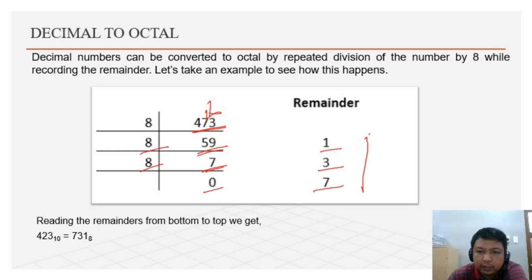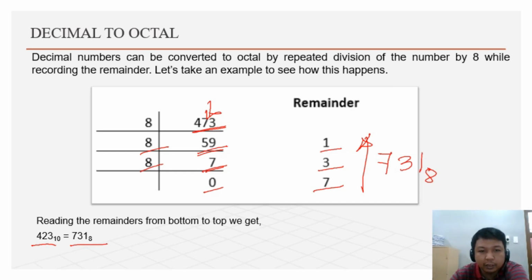And we arrange it upwards. So we have 7, 3, 1, that is base 8. So we have 423 base 10, that is equivalent to 731 base 8.